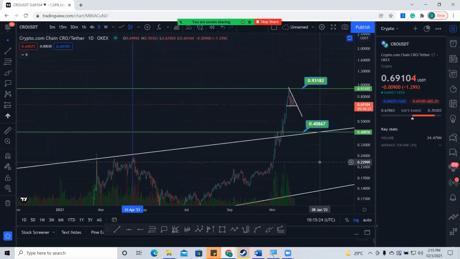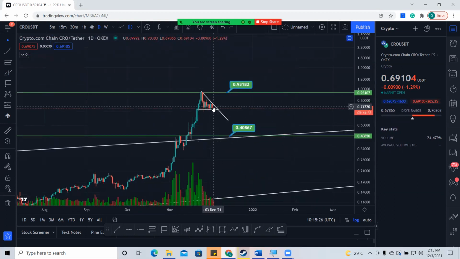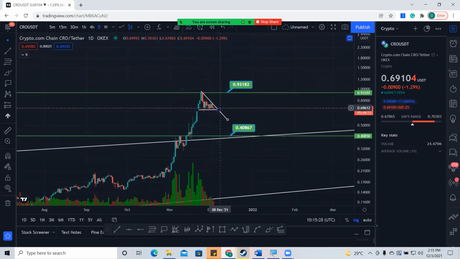But again, if it breaks to the upside, that's the target. Downside, that's the target. And these are long-term targets, basically, you know.